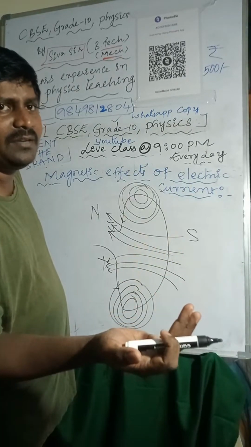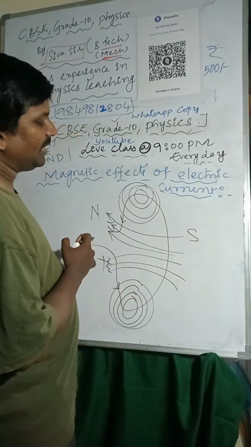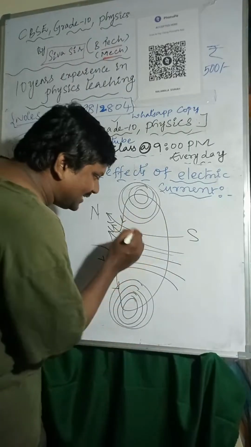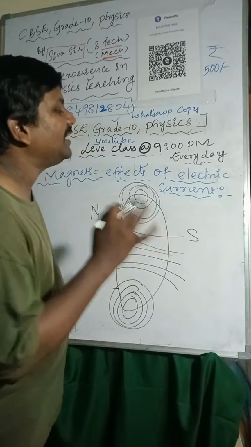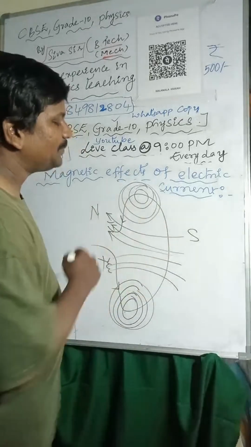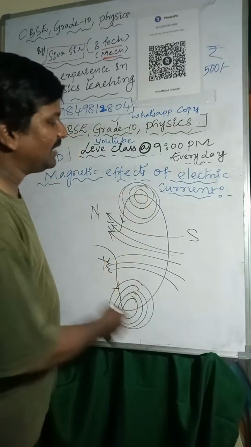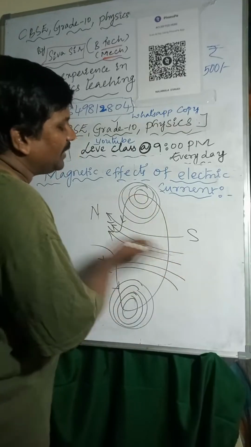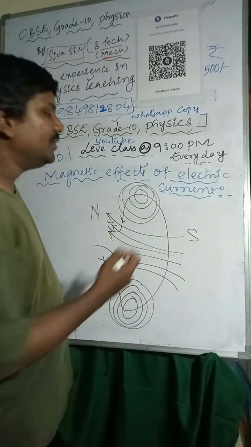Yeah, sir, we know that one. But, sir, I have one doubt. Sir, you said at the center, the magnetic field is more than at the circumference. How is it possible, sir? Because at the circumference, the current is passing. Where will the current pass in the middle? How will the magnetic field be more?